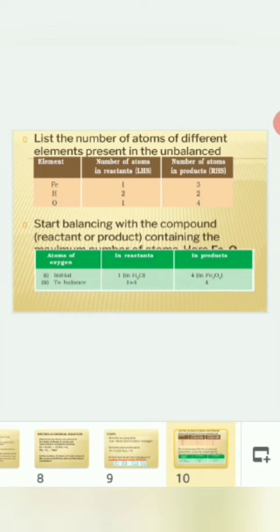So now over here you need to balance the equation. Start balancing with the compound, that is reactant or product, containing the maximum number of atoms. So the atoms of oxygen are initially 1 in the reactant, in H2O, and 4 in the product, in Fe3O4. To balance, you need to multiply by 4. So the reactant has to be multiplied by 4 on the reactant side so that the reactant and the product side are balanced.